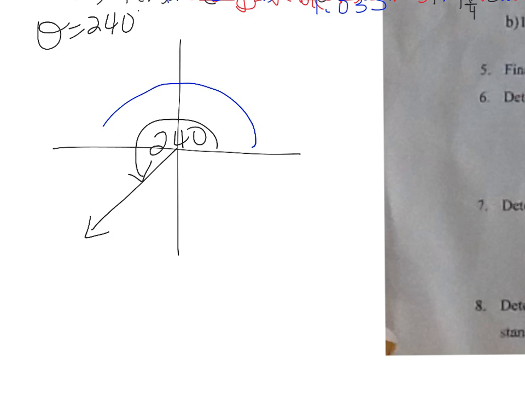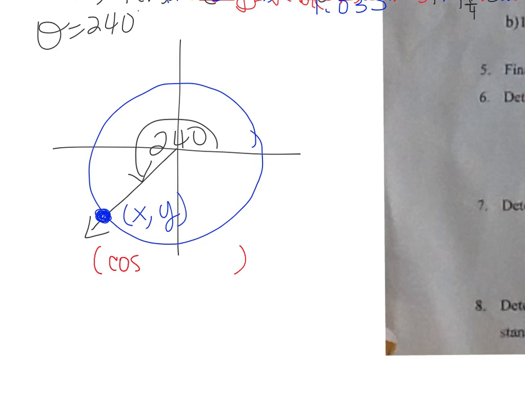So here's my unit circle, and I want to find the point where my angle terminates on the unit circle. Remember, this point is x comma y. Another way to represent a point besides x, y is cosine theta comma sine theta. Remember, x is equal to cosine and y is equal to sine. Theta is your angle, and my angle is 240 degrees.